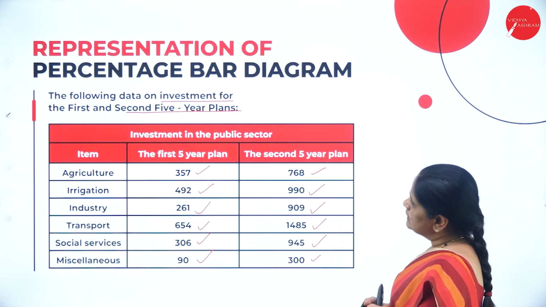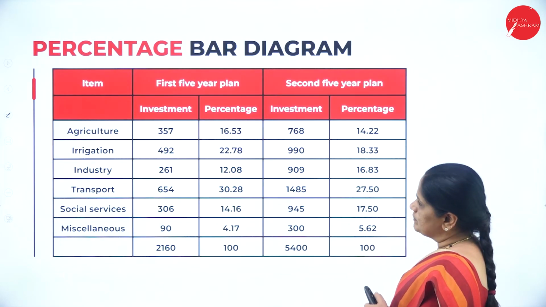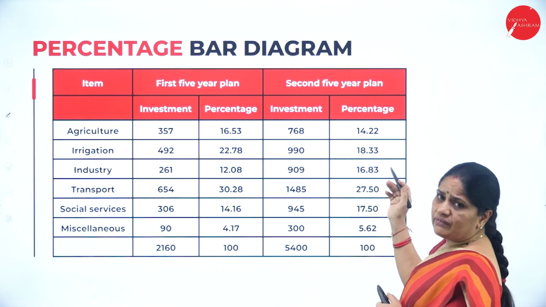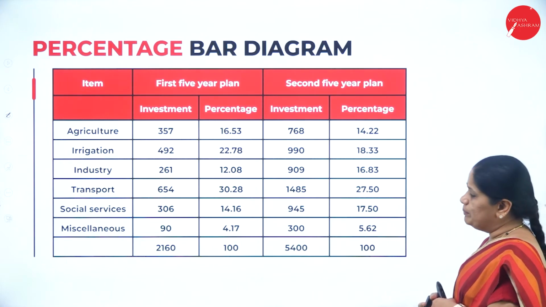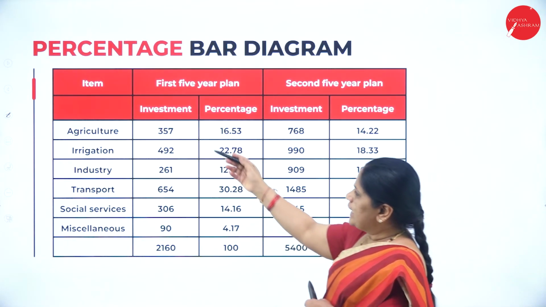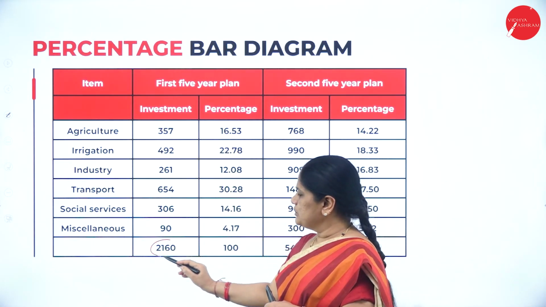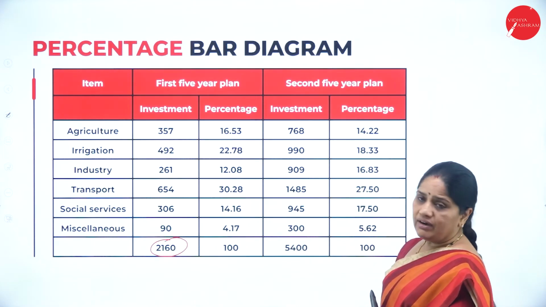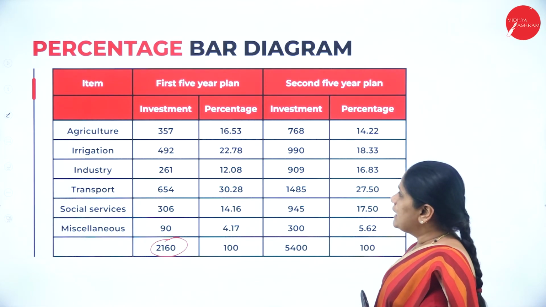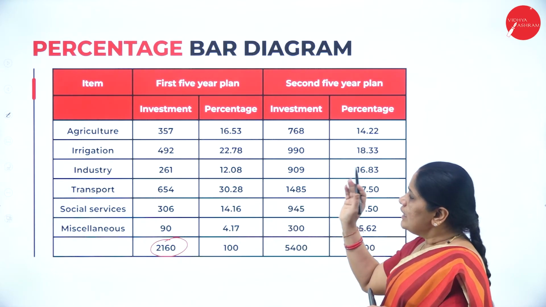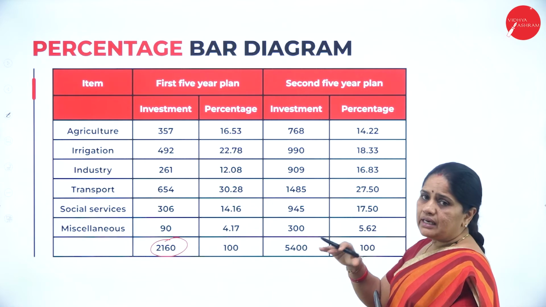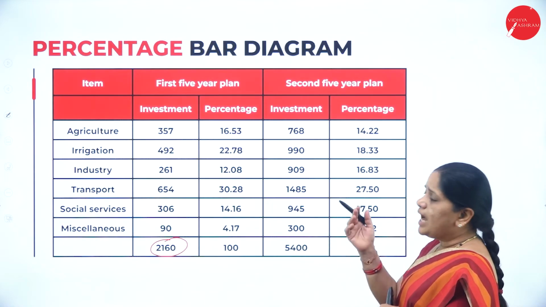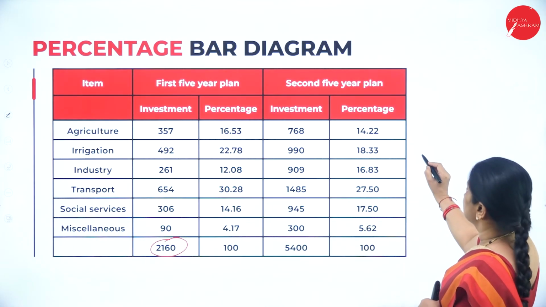So, based on this, we have the percentage bar diagram. I have to convert the various data into percentages. Now, when I add all this, I get 2,160. This is the total investment for the first 5-year plan, and then I convert the investment in each sector into the percentage. How do I convert this into a percentage?